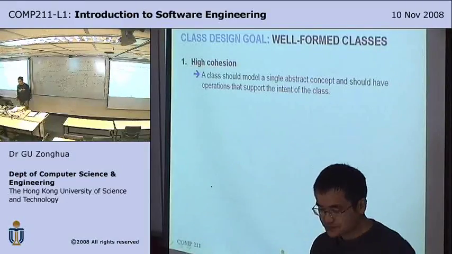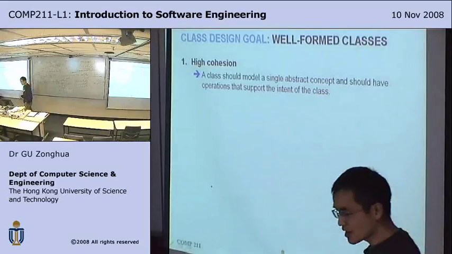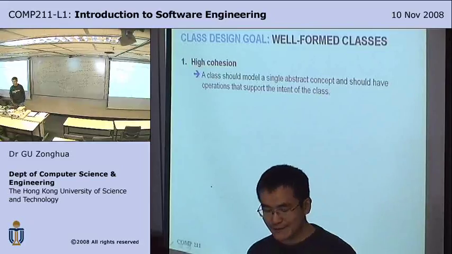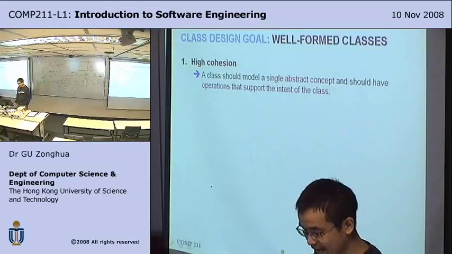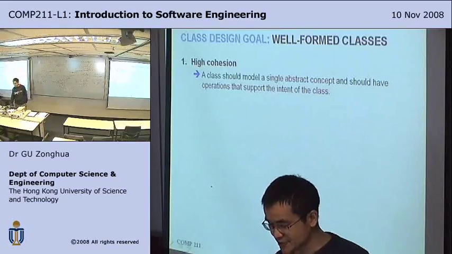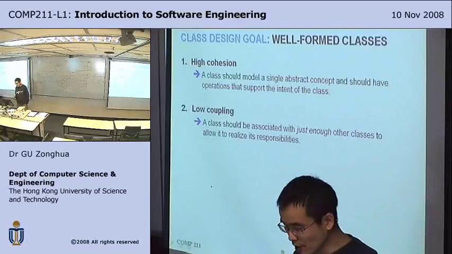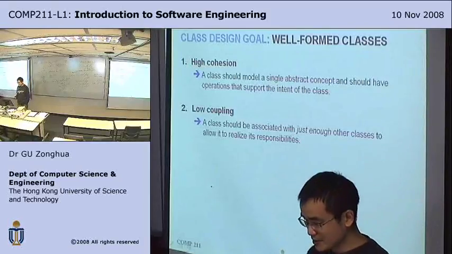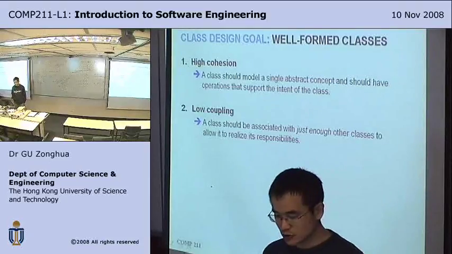In class design, you should strive for high cohesion. That is, a class should do one thing and do one thing well. It should have a single abstract concept and should have operations that support the intent of the class. It shouldn't have a lot of responsibilities. You should have one or a few responsibilities. And low coupling. Coupling is the association with other classes.